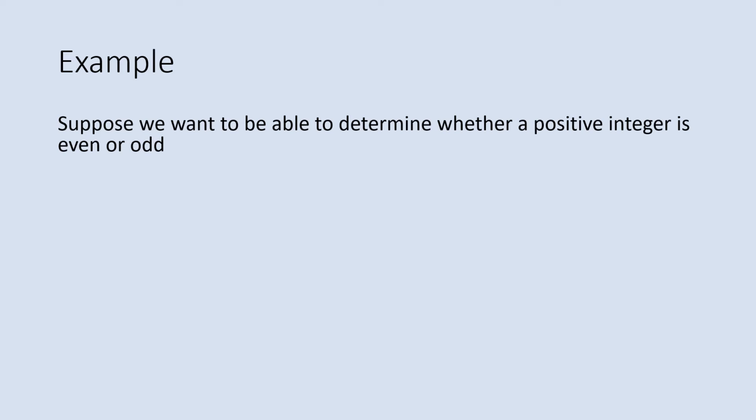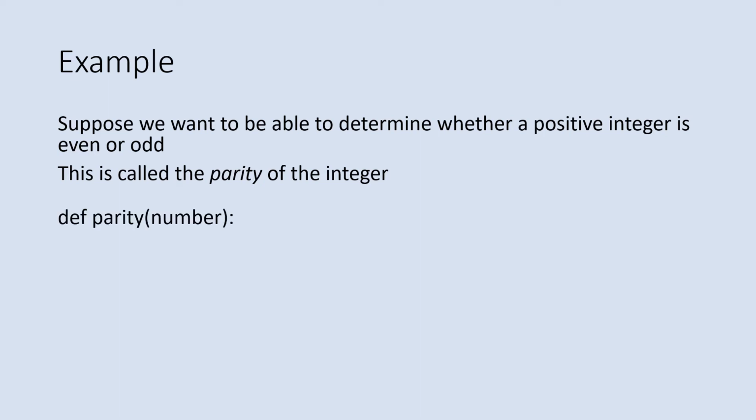Okay, so let's take a look at an example of a function. We're going to create a function that wants to be able to determine whether a given integer is even or odd. So we have a positive integer and we want to know whether it's an even integer or an odd integer. The test for evenness or oddness, this is called the parity of the integer, whether it's even or whether it's odd. And so we're going to create a function that is named parity.